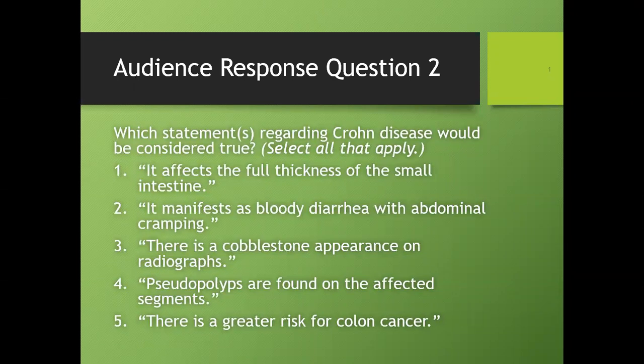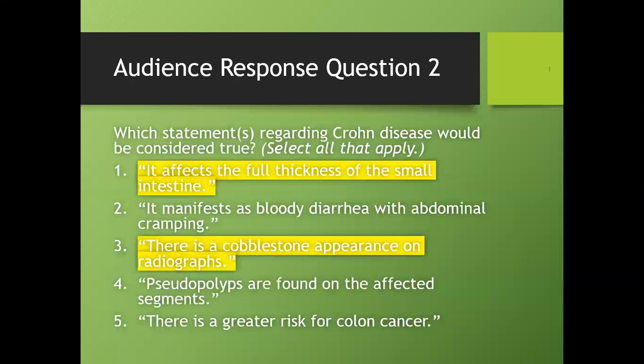Okay, here is an audience response question, the second one on this slide. What statements regarding Crohn's disease would be considered true? It affects the full thickness of the small intestine. It manifests as bloody diarrhea with abdominal cramping. There is cobblestone appearance on radiographs. Pseudopolyps are found in the affected segments, or there is a greater risk for colon cancer. I will give you just a second to compose your answer. And the correct answer is there's a cobblestone appearance and it affects the full thickness of the small intestine.